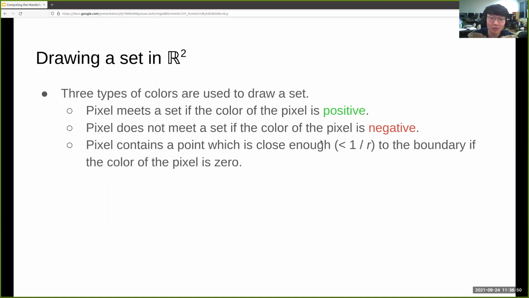I'm going to show three kinds of colors, which I call positive, negative, and zero. A pixel meets the set if the color of the pixel is positive. A pixel does not meet the set if the color of the pixel is negative. A pixel contains a point which is close enough to the boundary if the color of the pixel is zero. Now, be careful, because even if the color of the pixel is positive, it may not meet the set. The converse is not true.